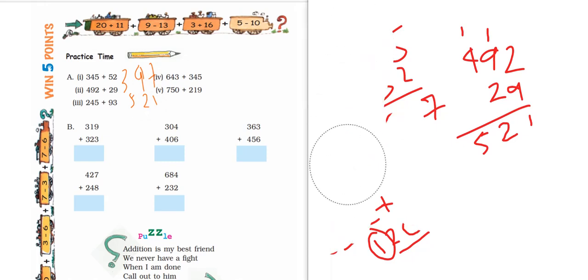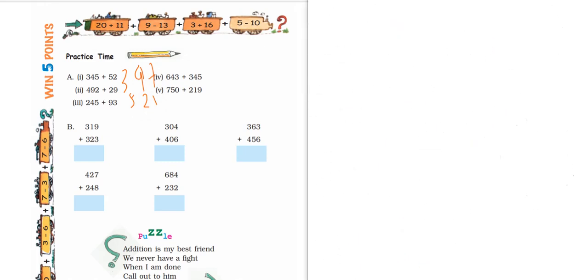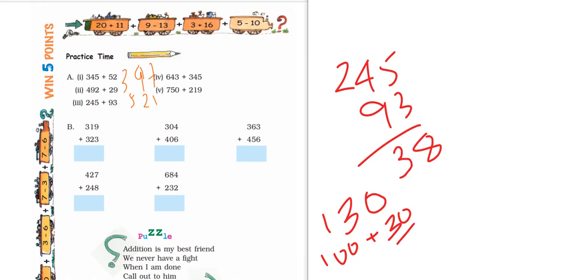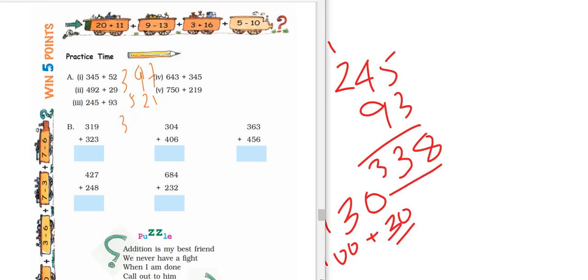Okay. The next one is 245 plus 93. 245 and 93. 5 and 3 ones is a total of 8 ones. 4 tens and 9 tens is a total of 13 tens. 13 tens, which is 100, and 3 tens, 30. Let's put the 3 tens in the tens column and carry forward the 100 to the hundreds column to get 338. Right?